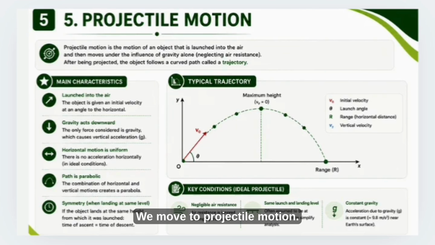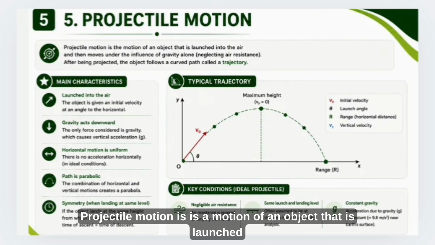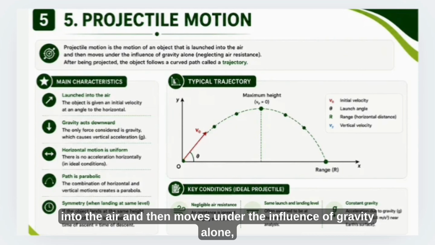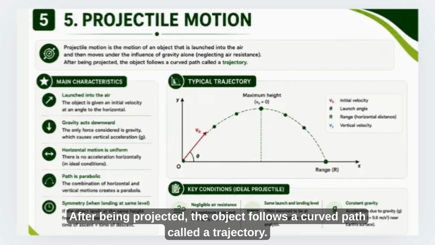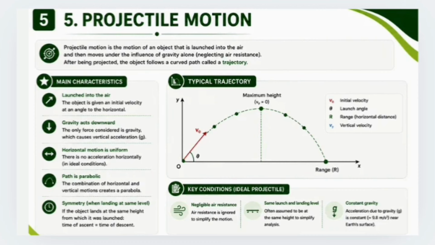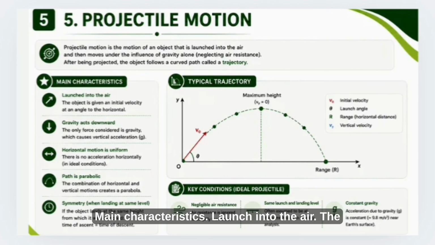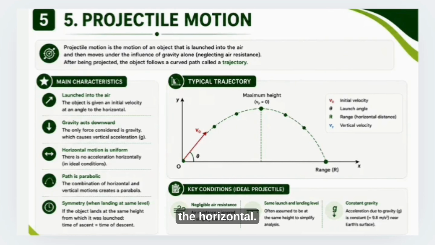We move to projectile motion. Projectile motion is the motion of an object that is launched into the air and then moves under the influence of gravity alone, neglecting air resistance. After being projected, the object follows a curved path called a trajectory. Main characteristics: launch into the air. The object is given an initial velocity and an angle to the horizontal.